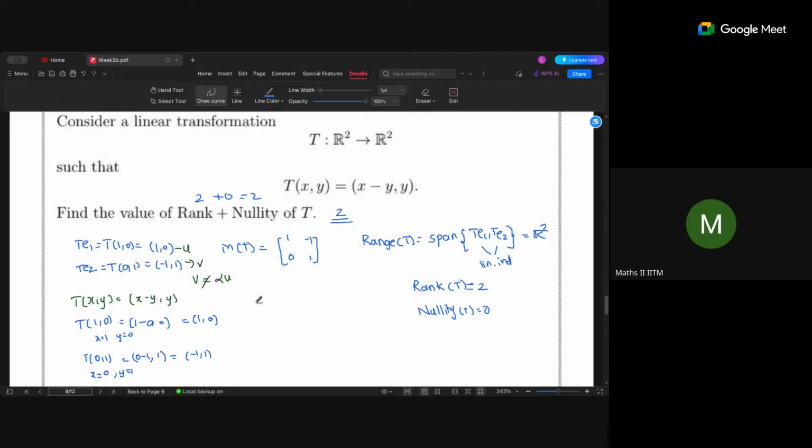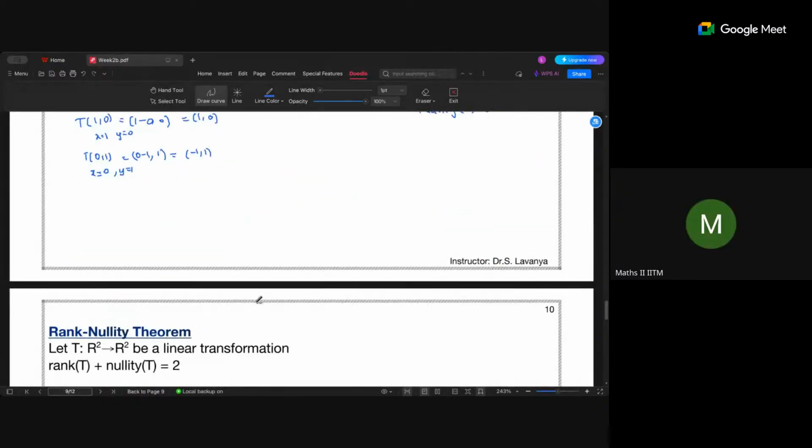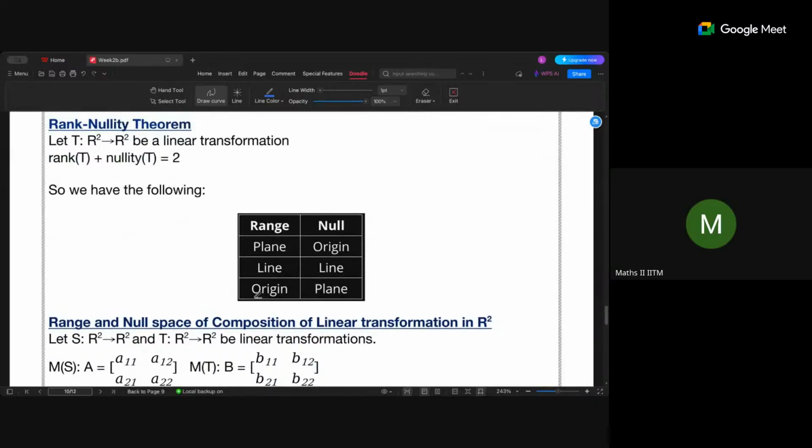Yes, ma'am. Okay. So what we have seen so far, if we have a linear transformation T from R2 to R2, rank of T plus nullity of T is 2. So these are the only possible scenarios we can have. If the range is a plane, then the null space is the origin. If the range is a line, the null space is a line. And if the range is the origin, the null space is a plane. So this is what we have seen so far.